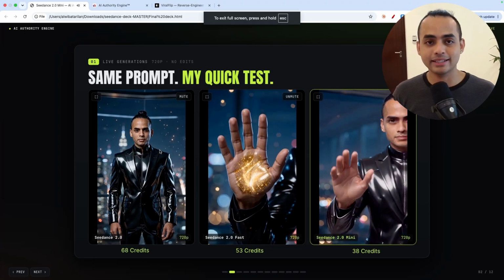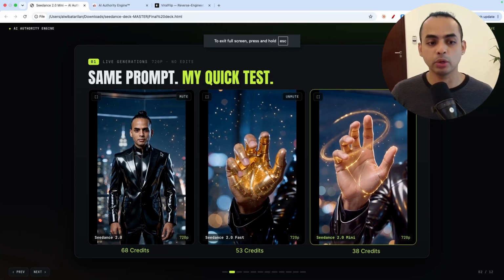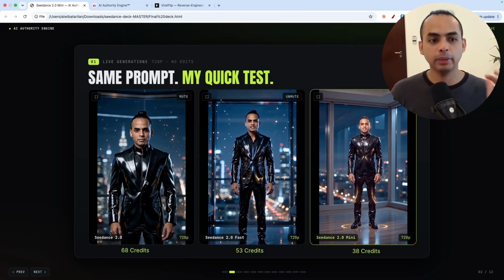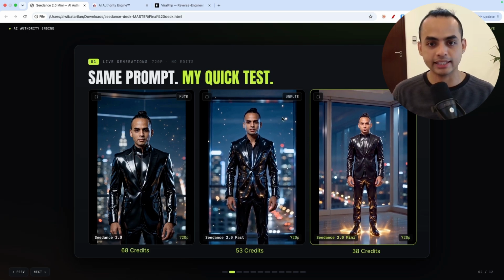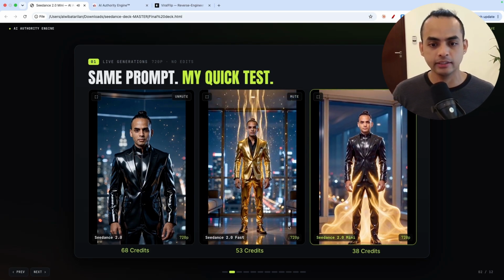Okay, as expected, this is their best, most hyper-realistic model in the market. It's expensive, but it's always worth it because the quality is good. Now let's see the Seedance 2.0 Fast.